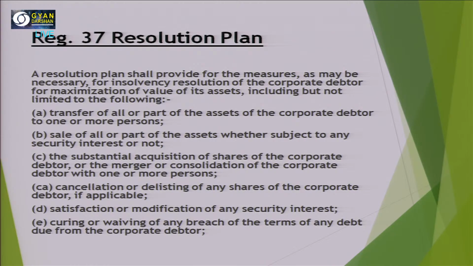First is transfer of all or part of the assets of the corporate debtor to one or more persons. Then will be the sale of part or all assets, whether subject to any security interest or not. The substantial acquisition of shares of the corporate debtor is the third thing, by means of which we will change the management of the corporate debtor. Or there may be a merger or consolidation of the corporate debtor, since there may be some institution which is already in the same business that may merge this corporate debtor into its own entity, and there will be a new entity which will run smoothly and will have no default.